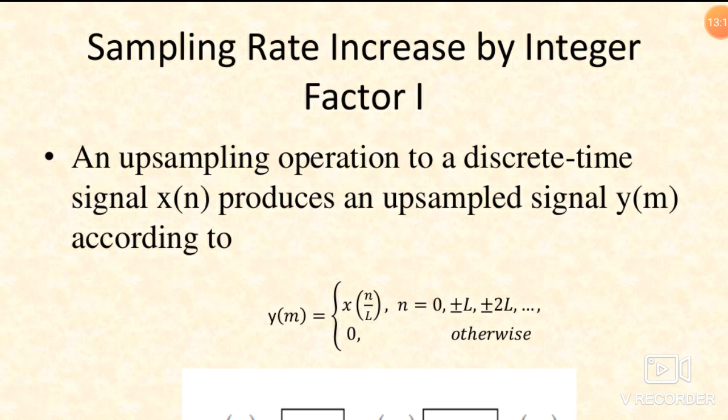And that is the equation we are discussing about the upsampling. So y of m is equal to x of n by L. We are going to represent it as x of n by L. In decimation or downsampling, we represent it as x of nD: y of n is equal to x of small n times capital D. But in upsampling we represent it as x of n by capital L, where n is 0, plus or minus L, plus or minus 2L, and y of m is equal to 0 otherwise in that equation.